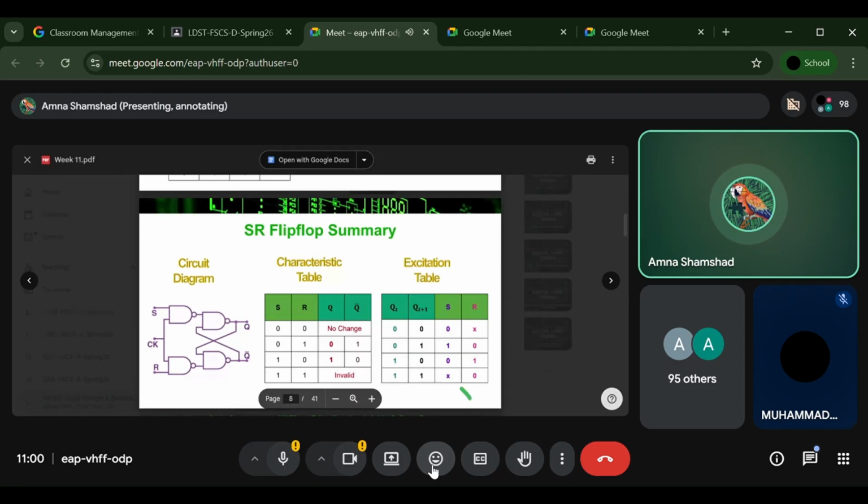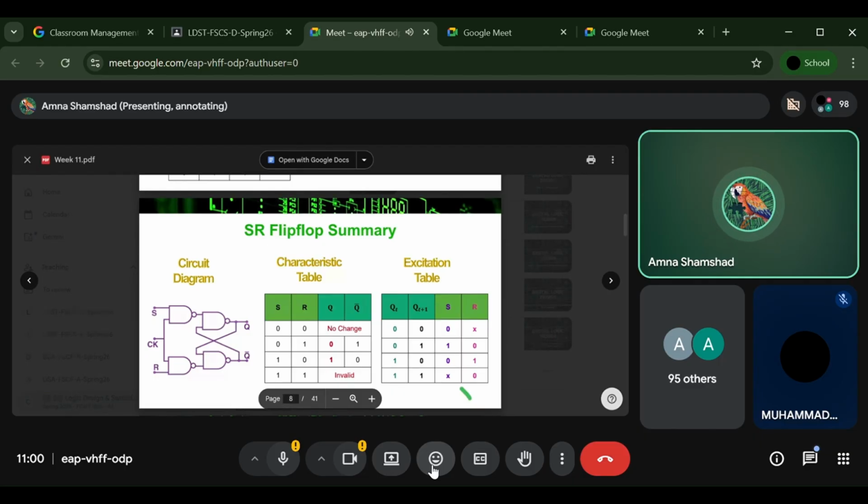This is the only flip-flop that is left in the class. D, T, J, K have already been done, and SR is already done in section one, but in section D, I think this was not done. Section D, you can complete it from here. After the class, you can write it in your copies as well: graphical symbol, characteristic table, excitation table, and then use minimization for finding the expression for the SR flip-flop.